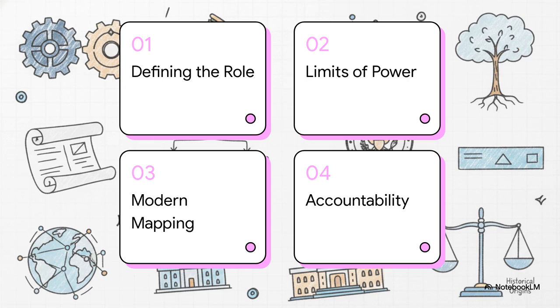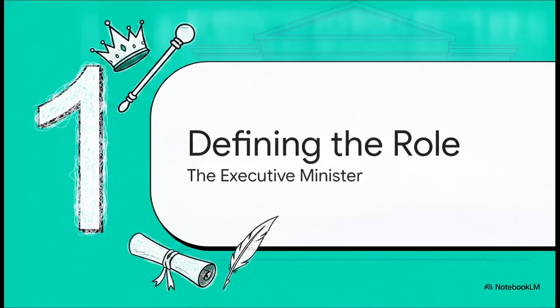Then we'll look at the strict limits of their power. After that, we'll map these historical concepts directly onto modern governments. And finally, we'll break down the systems of accountability. All right, let's jump right into part one and actually define the core functional role we're talking about here.